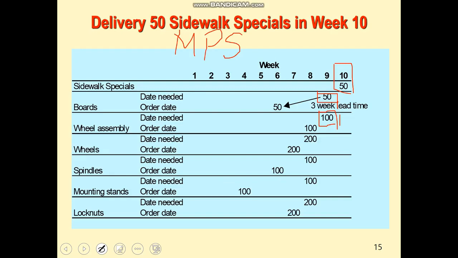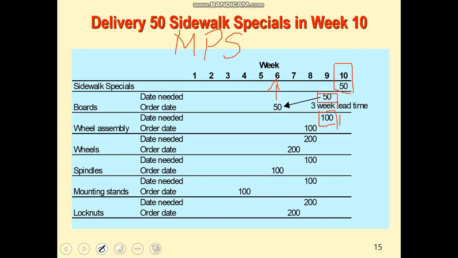Okay, so to have 50 fiberglass boards in week 9 and the lead time is 3 weeks, it means we have to start ordering 3 weeks in advance. That is week 6.